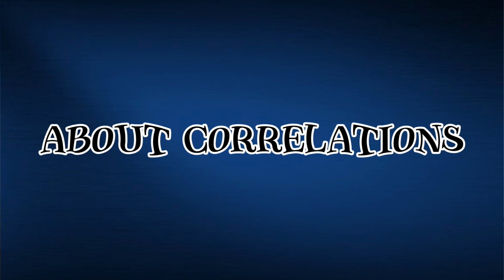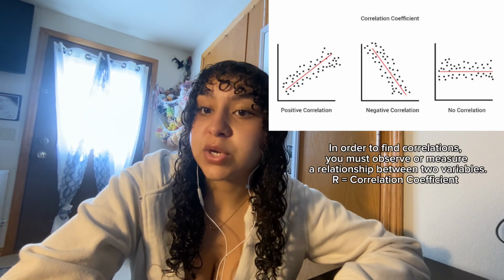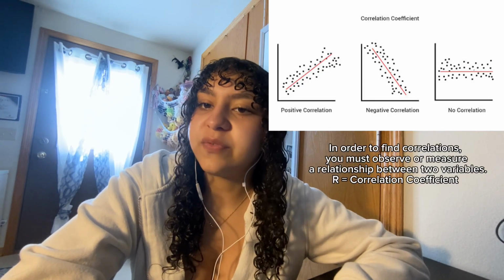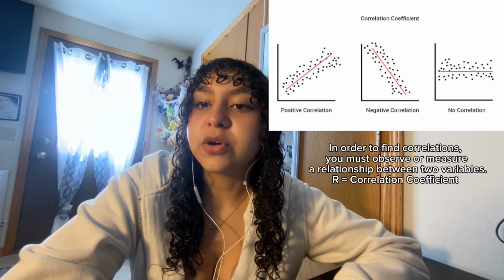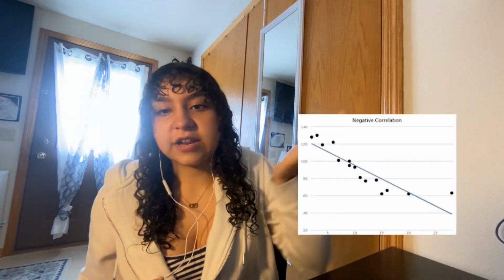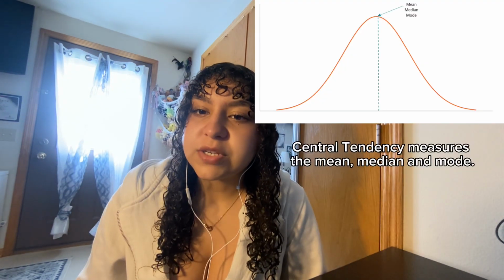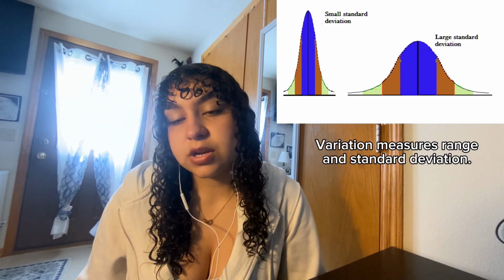About correlations. In order to find correlations, you must observe or measure a relationship between two variables. r would equal the correlation coefficient. You can have positive correlations or negative correlations. Central tendency measures the mean, median, and mode. Variation measures range and standard deviation.